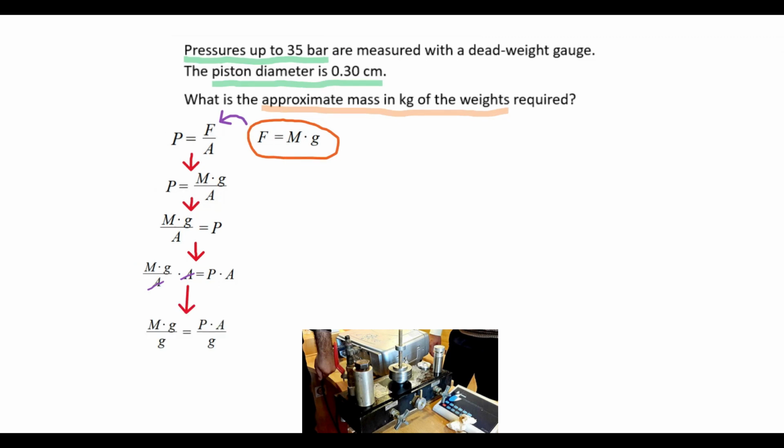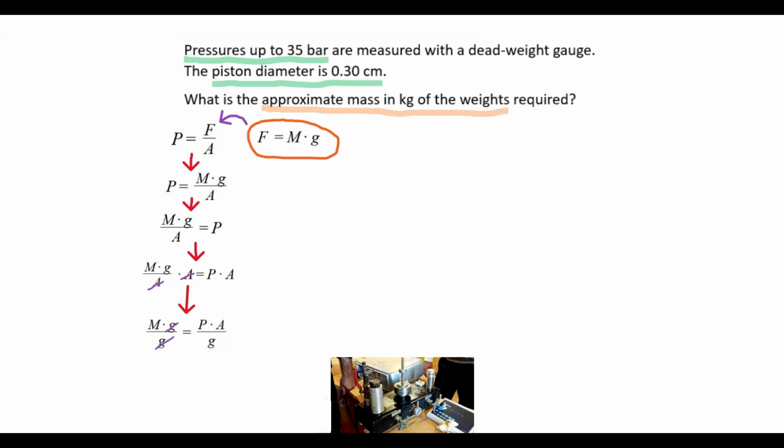Now, divide both sides of the equation by the acceleration of gravity. The two constants of acceleration of gravity on the left side of the equation cancel each other out. Now mass equals pressure times area divided by the acceleration of gravity. Area equals pi times diameter squared divided by 4.